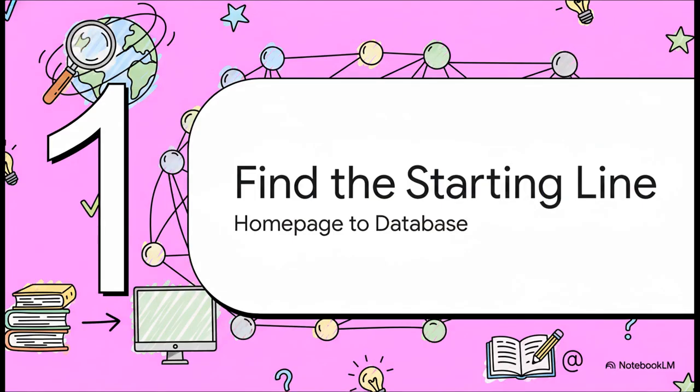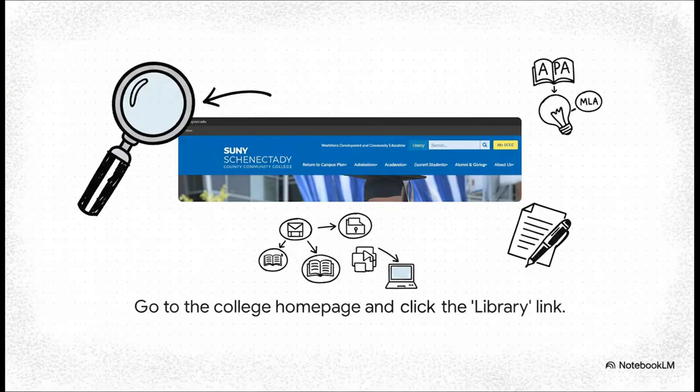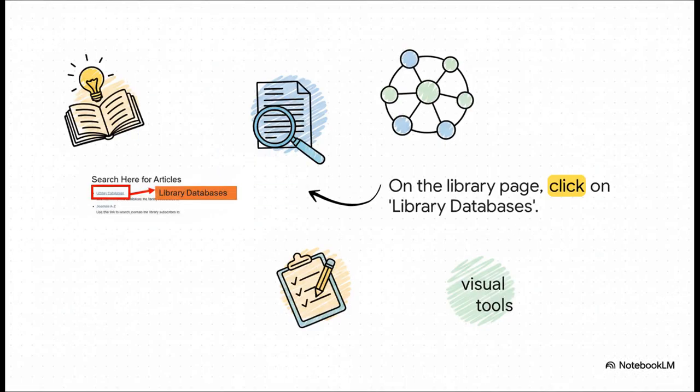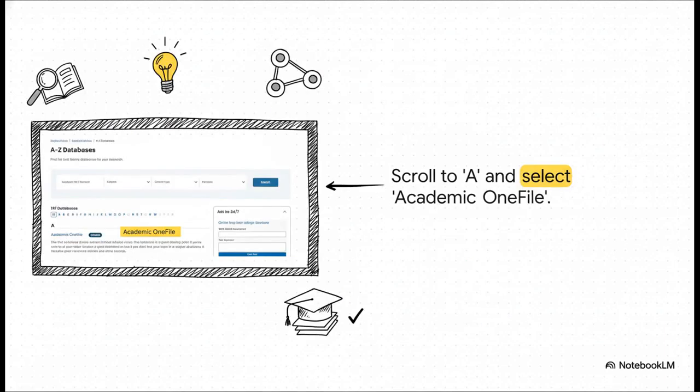Our quest begins right on the college homepage. We just have to navigate our way to the database, and honestly, it only takes a few clicks. Okay, let's do this. From the SUNY Schenectady homepage, the very first thing you're going to click is Library, right in that main navigation. Once you're there, you'll see a link for library databases. That's our next stop. Go ahead and click that to see all the tools, and then you just scroll down to the A's and find Academic OneFile. And just like that, we're in. Simple as that. This is where the real hunt begins.